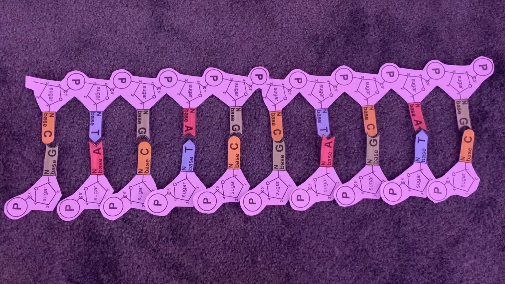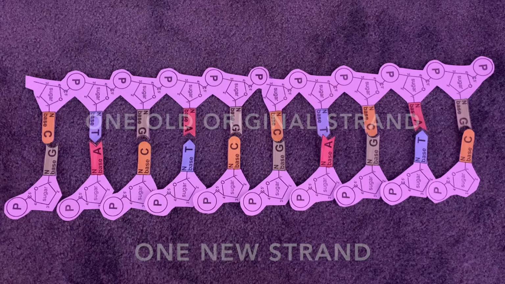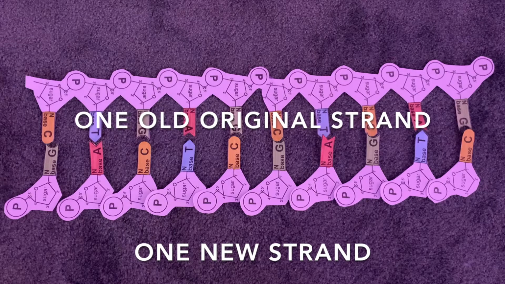DNA replication results in 2 identical DNA molecules from the one original DNA molecule. It is replicated in a semi-conservative fashion because both copies of DNA each contain one old original strand and one new strand.